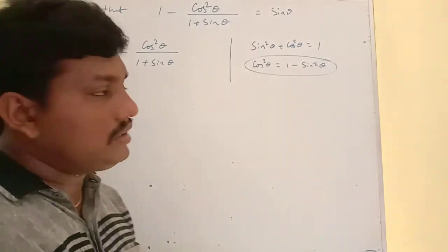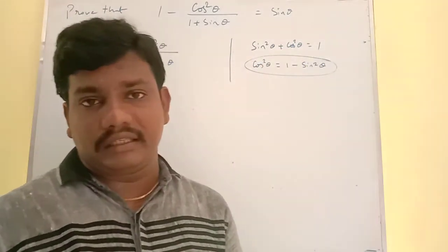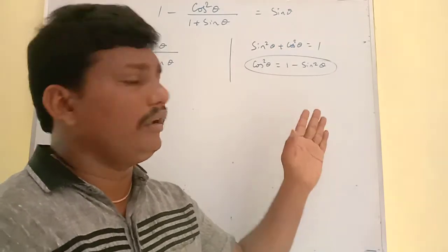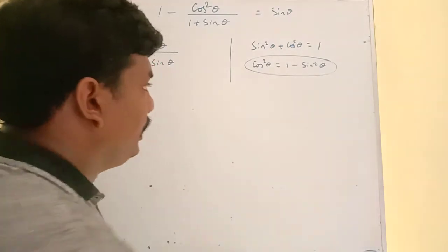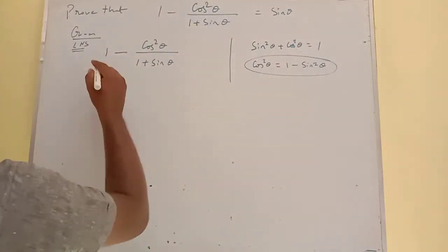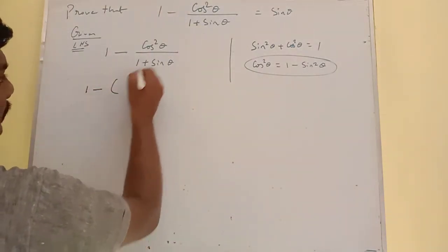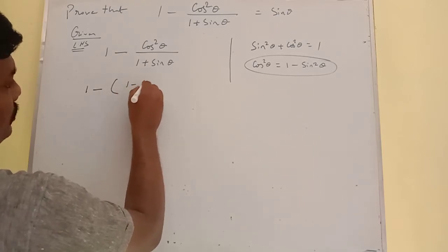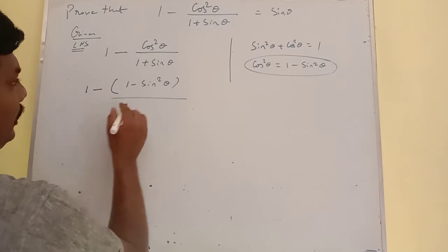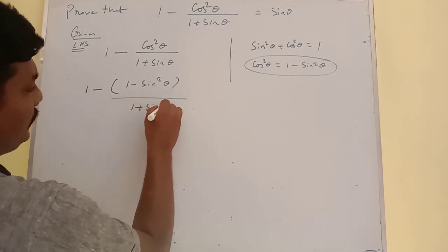or sin theta equals root of 1 minus cos square theta, or cos theta equals root of 1 minus sin square theta. Like that we can apply any type of formula. So here I am going to use cos square theta equals 1 minus sin square theta. So this is 1 minus, in the place of cos square theta we are using 1 minus sin square theta, by 1 plus sin theta.